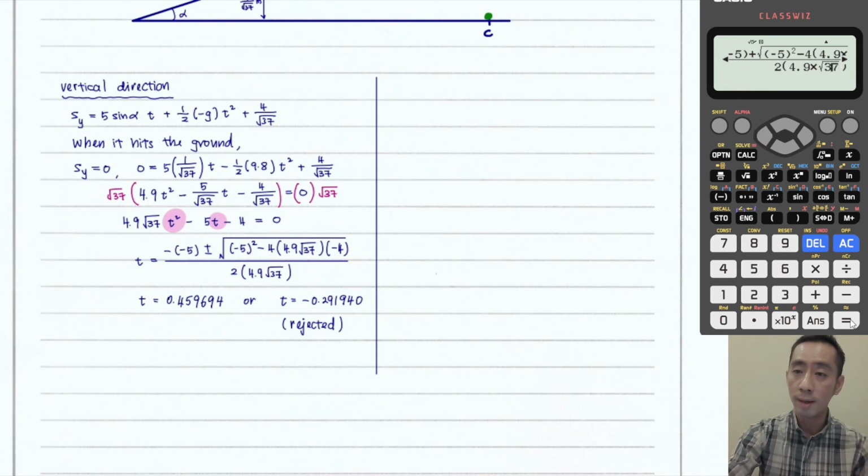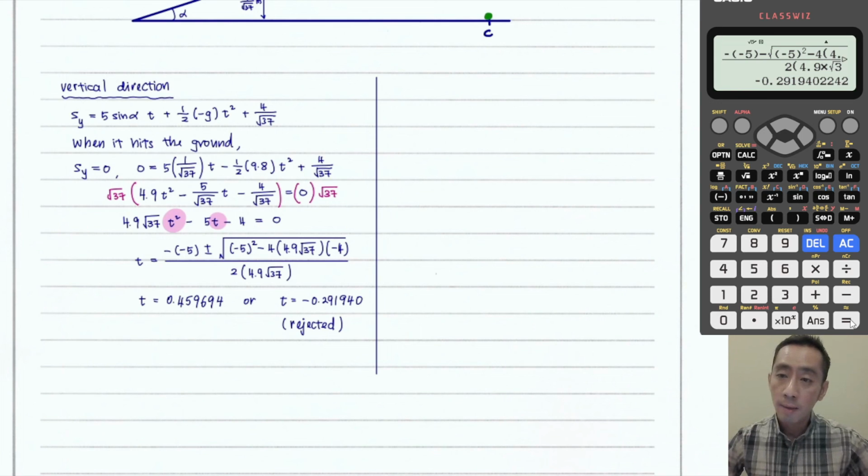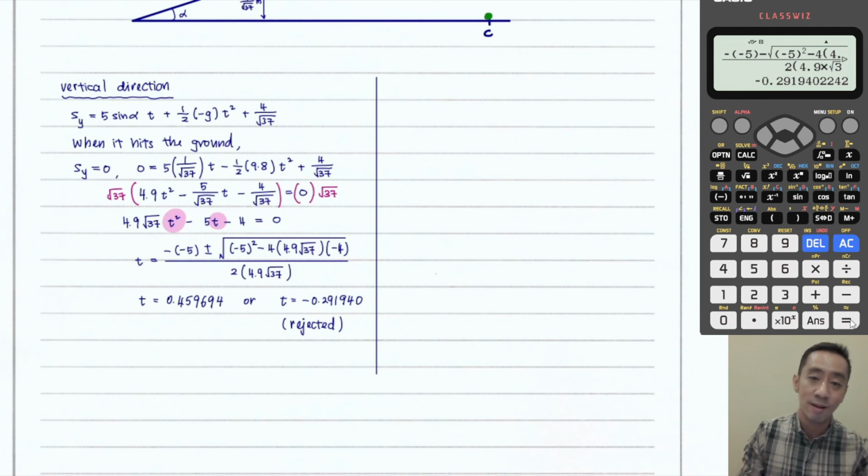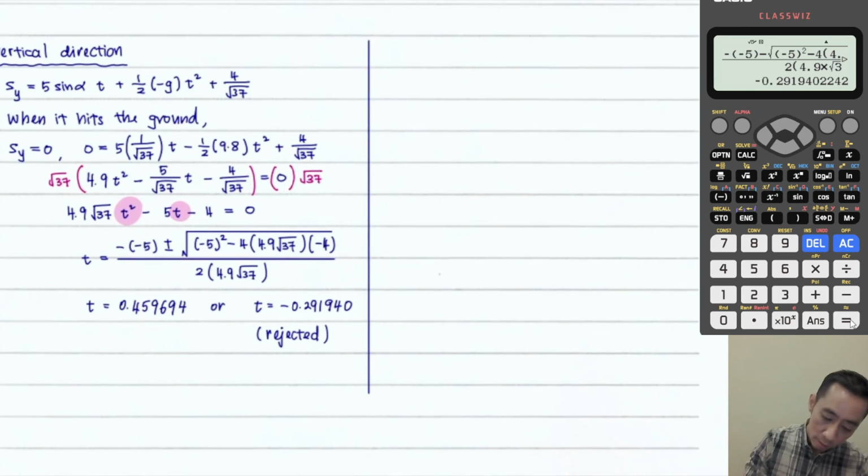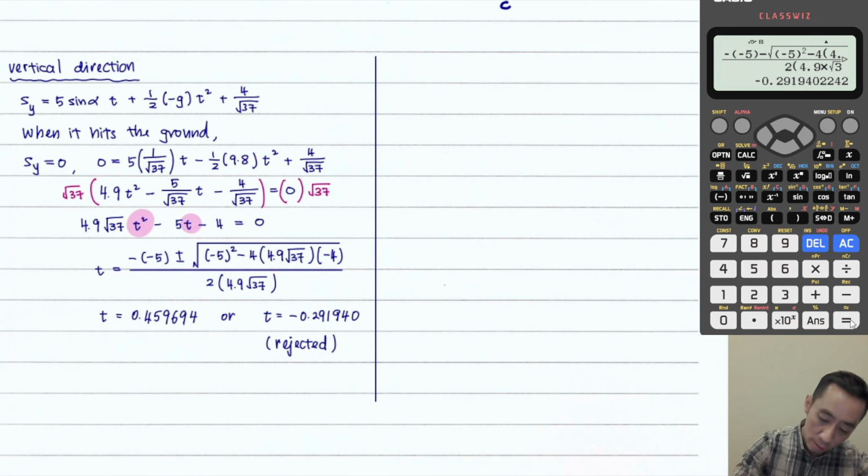Now if you want to get the negative one, you just go to your cursor and change the plus to minus. So here you have another answer, negative 0.291940. Of course, use the function in the calculator, you will get the answer faster rather than spending time pressing one by one. Now look at the horizontal direction.